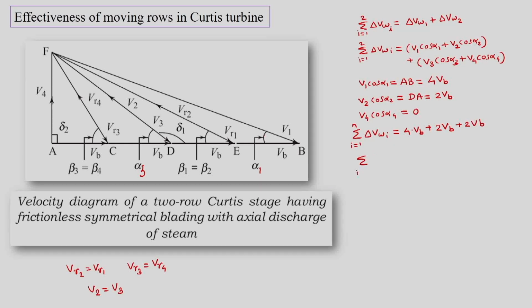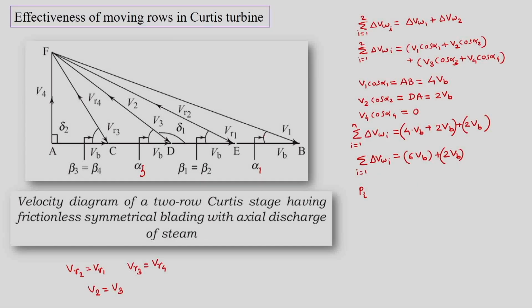This is for the first stage and this is for the second stage. So the sum of delta VWi is equal to 6 VB plus twice VB. Here we can see that this is corresponding to the first stage and this is corresponding to the second stage.